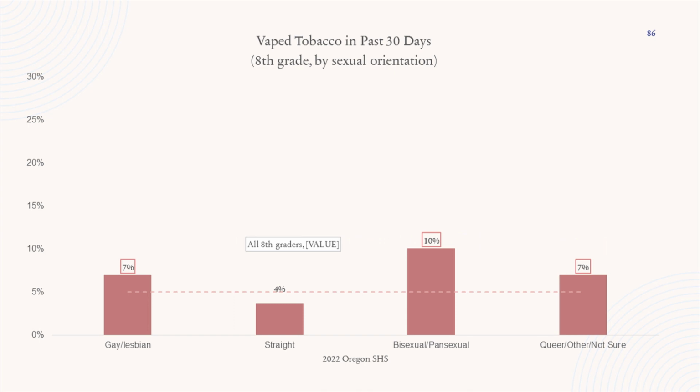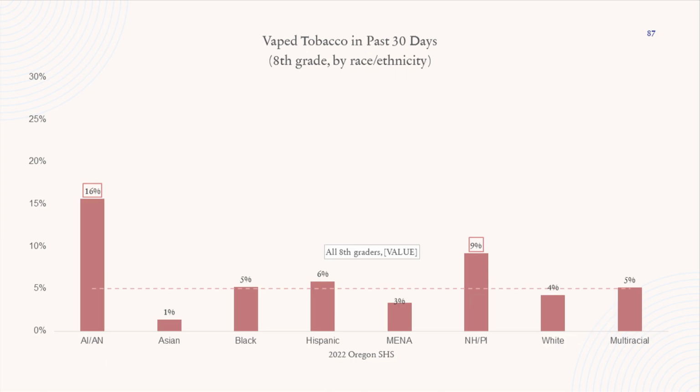And so the next couple of slides will describe some of the youth reports for vaped tobacco use. So this graph shows that among 8th graders by sexual orientation, youth who identify as LGBTQ2SIA+ reported higher rates of vaping in the past 30 days. And when we look at race and ethnicity among 8th graders, we see that youth who identify as American Indian, Alaska Native, and Native Hawaiian Pacific Islander report substantially higher rates of vaped tobacco use in the past 30 days.